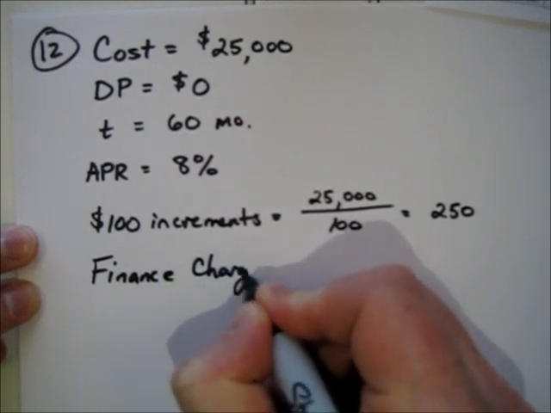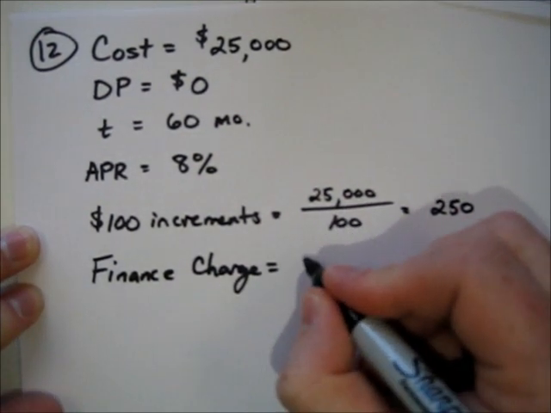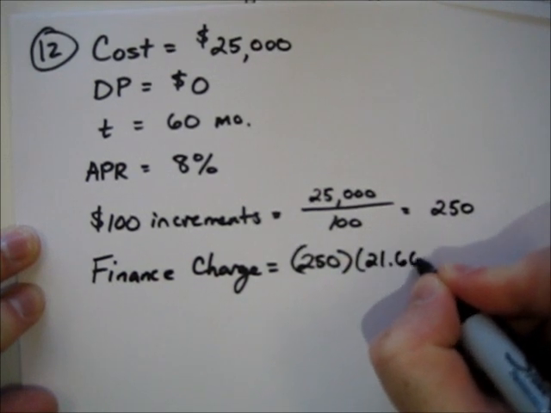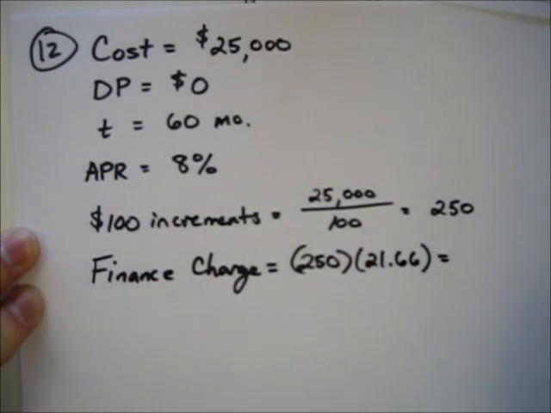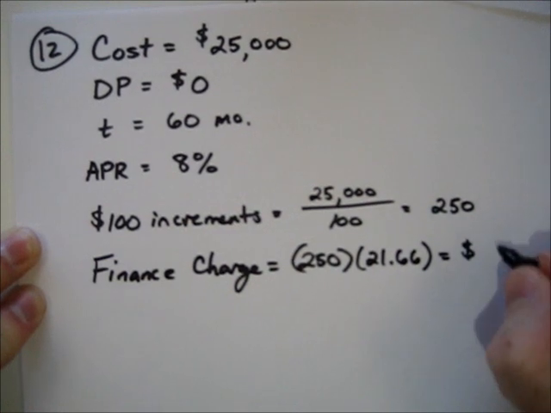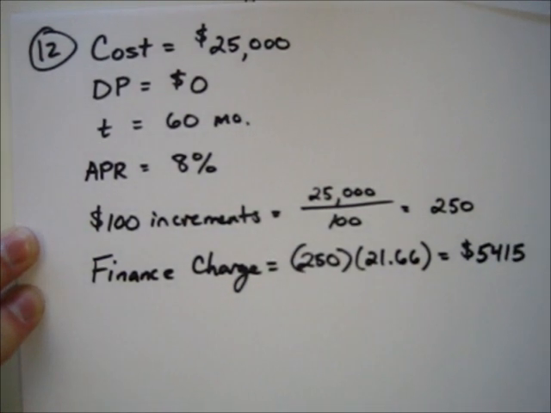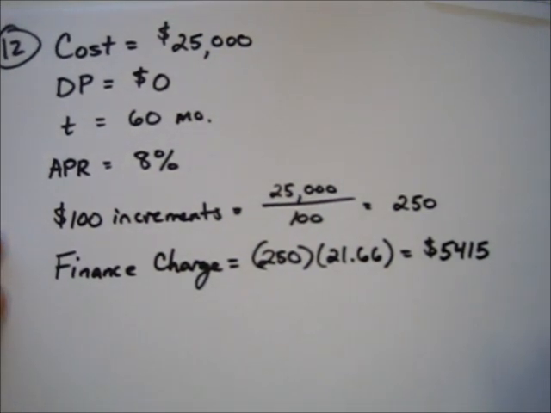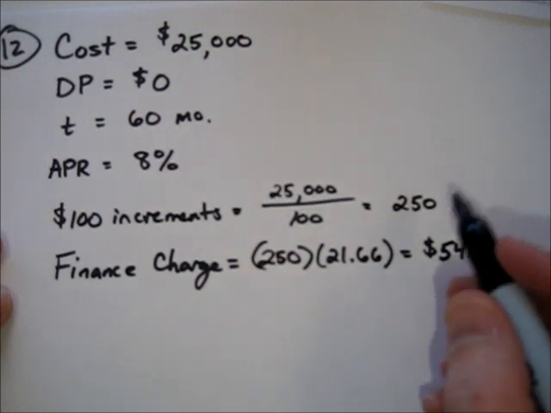So the finance charge is 250 times 21.66, which is $5,415, and that is a dollar amount. And that's the answer to part A.